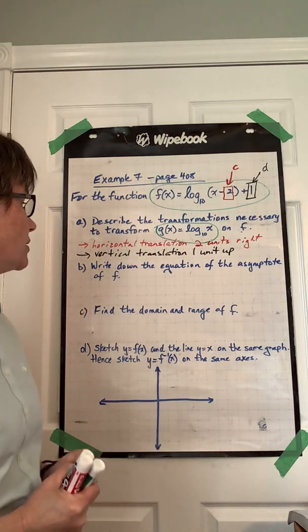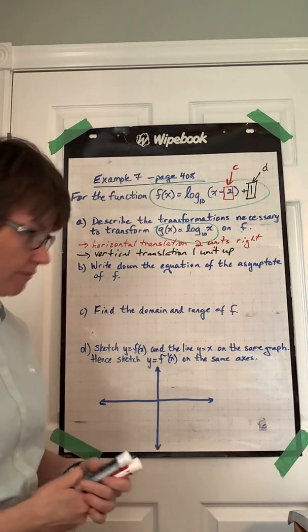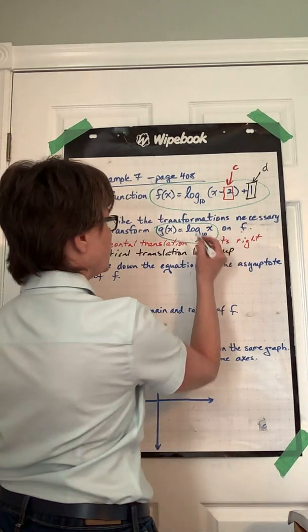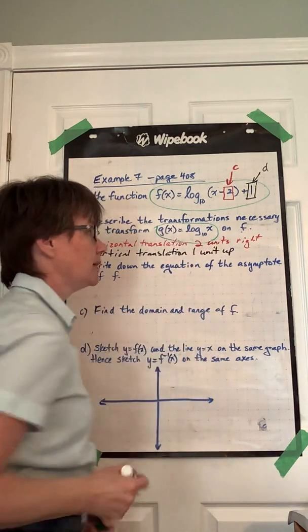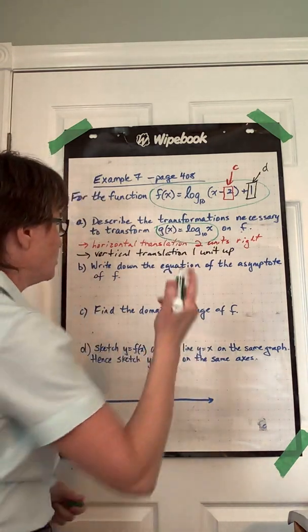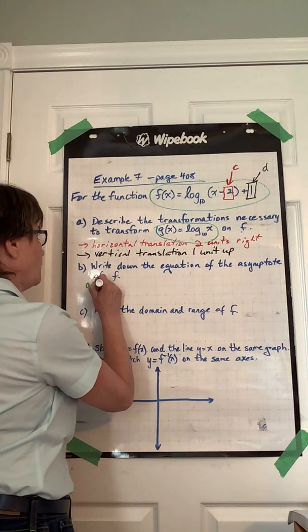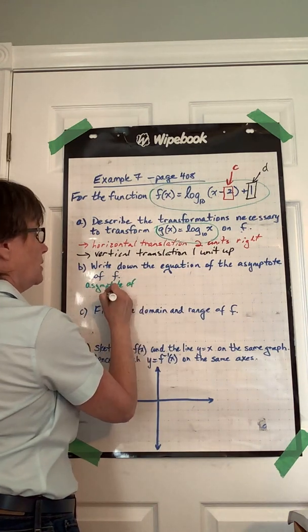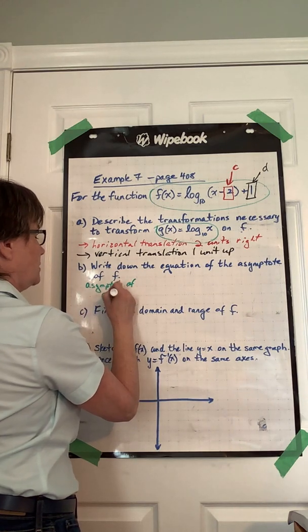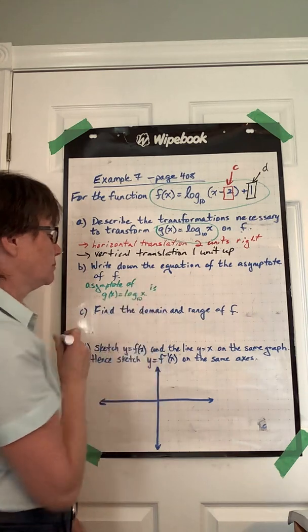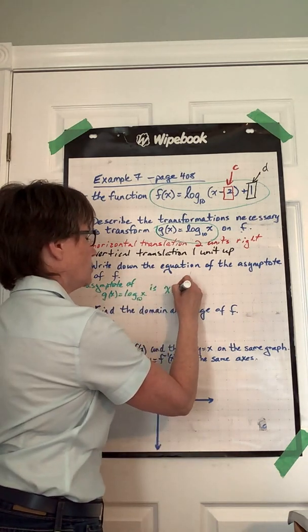B, write down the equation of the asymptote of f. Let's talk about the asymptote of g first. It's a base function, it's base 10. The asymptote of g of x equals log base 10 of x is x equals 0.